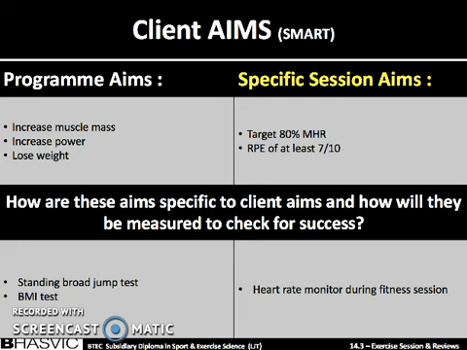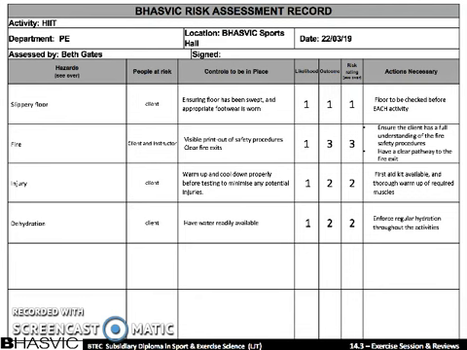In terms of their muscle mass and loss of weight, I would get them doing a BMI test and a skin fold caliper test as well on the 3rd and 6th week. Of course, before participating in any exercise or any of the fitness sessions that I've planned, I need to do a full risk assessment. So this is the risk assessment for the session that my client would be participating in.